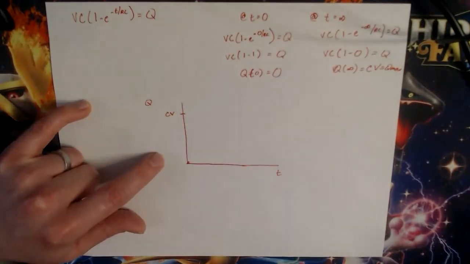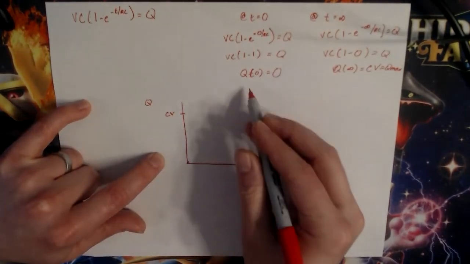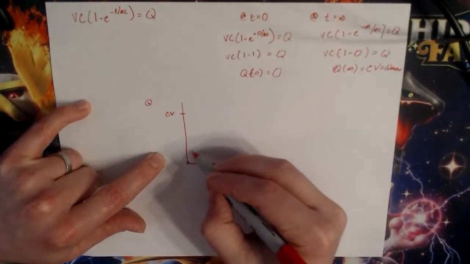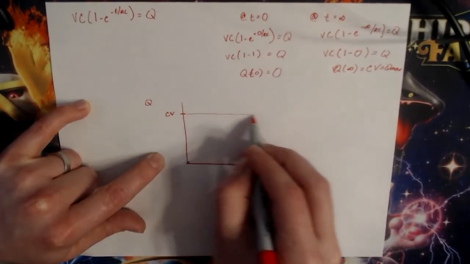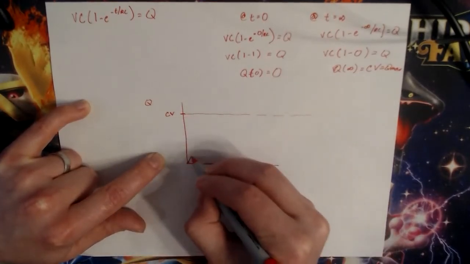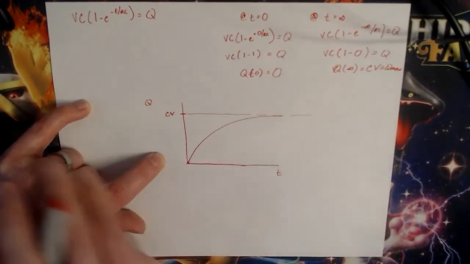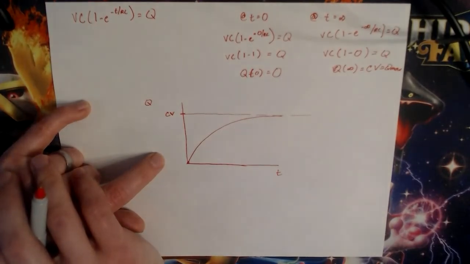So what does that look like? Does it curve parabolically up, or do we expect it to reach an asymptote? We expect it to reach an asymptote, so it's going to look like that. And that's a good way to think about it.